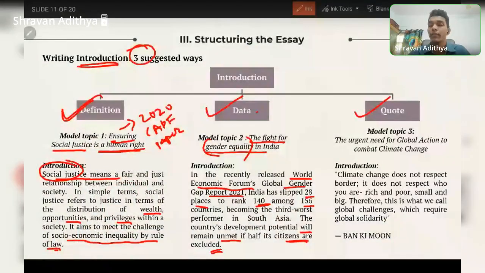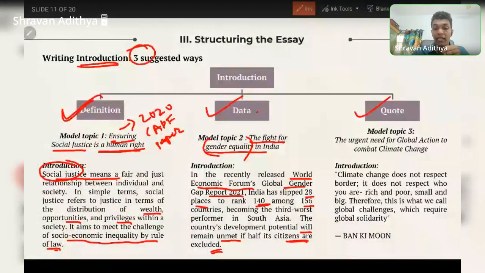For example, suppose you have an essay on tuberculosis. Tuberculosis is still a big challenge for India to eradicate. Suppose you have an essay topic like that, you can just say that India hosts more than 50% of the population affected by tuberculosis in the world. Okay, that could be your introduction.